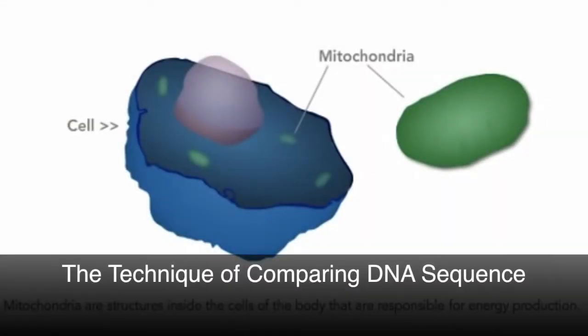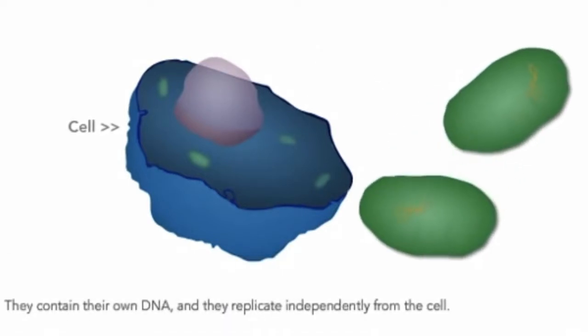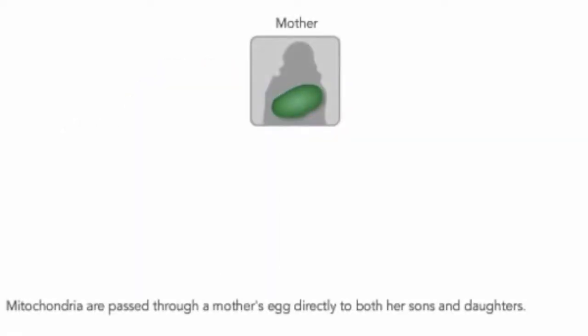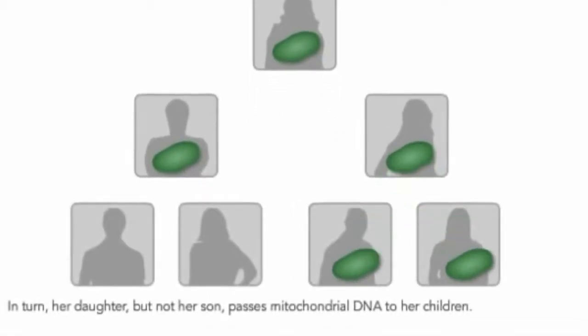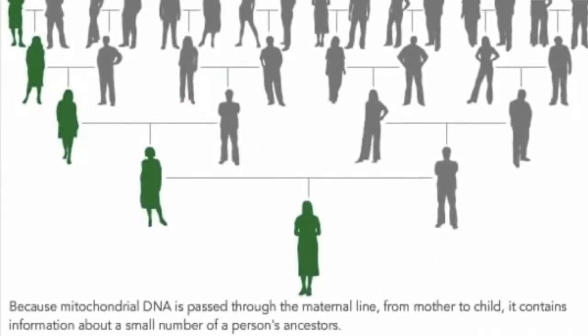We all know that the cell is the basic unit of living organisms. We can find DNA in two places within cells, nucleus and mitochondria. Mitochondria produce DNA independently from the cell. Mitochondrial DNA is passed through mother's eggs directly to sons and daughters. In turn, a daughter passes the same mitochondrial DNA to her offspring. This is a great source to trace back the origin of the Iceman.